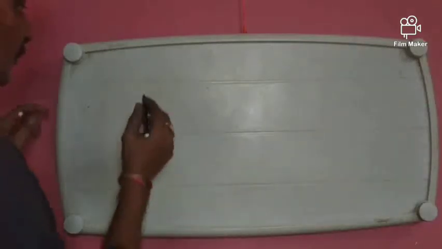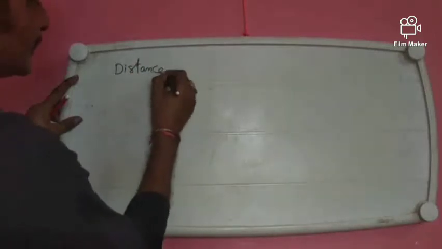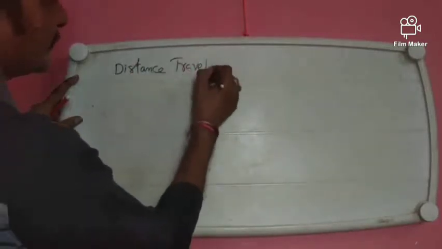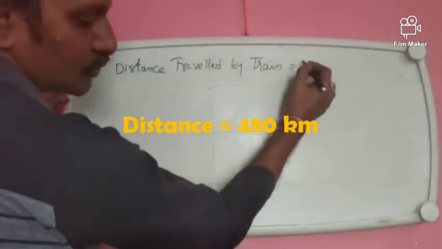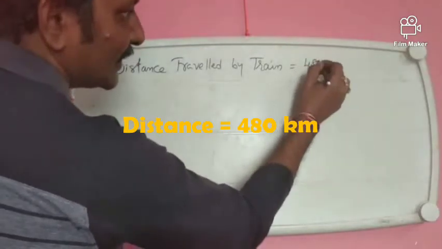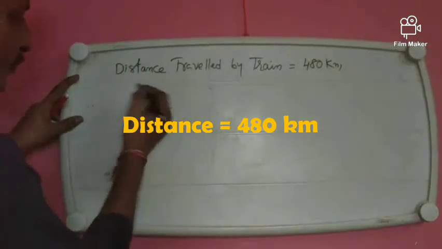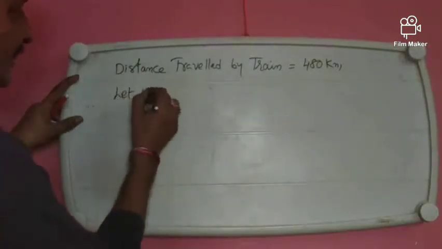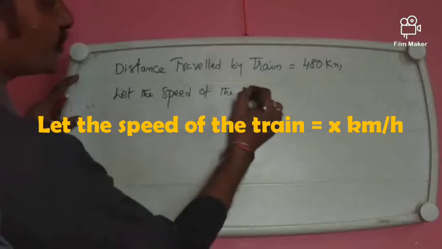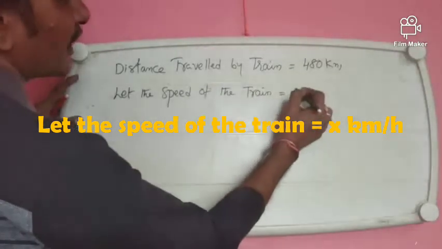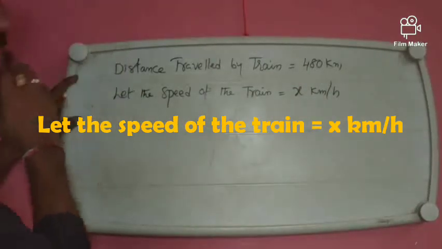According to the given problem, the distance traveled by the train is equal to 480 kilometers. And how much is the speed? We don't know the actual speed. Let the speed of the train be X kilometers per hour. This is the unknown value, you have to find this only.